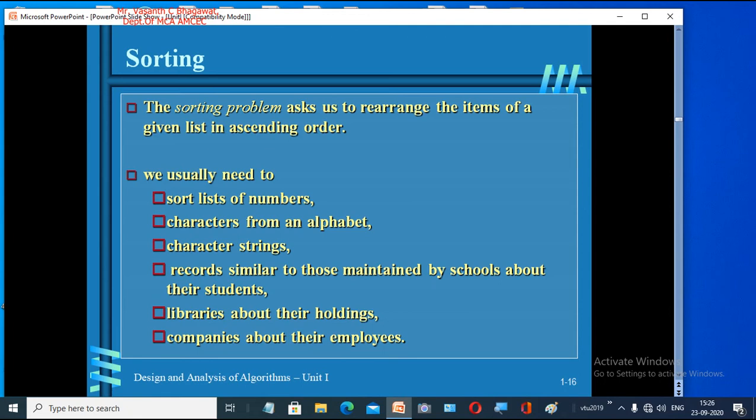Later in our course, we will be looking into various types of sorting algorithms. We will design and analyze those algorithms. Sorting is very important in applications like sorting a list of numbers, or characters from an alphabet, or character strings, or recording all the student details based on the USN number, where you have to sort the USN numbers. There are so many applications where sorting becomes very important. So sorting is one of the problem areas.